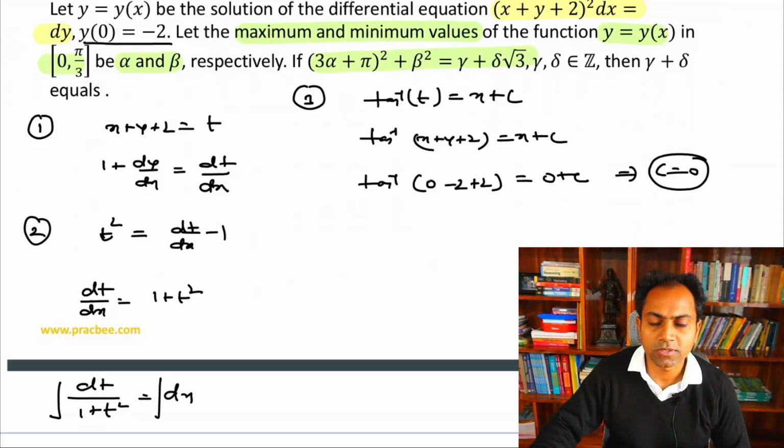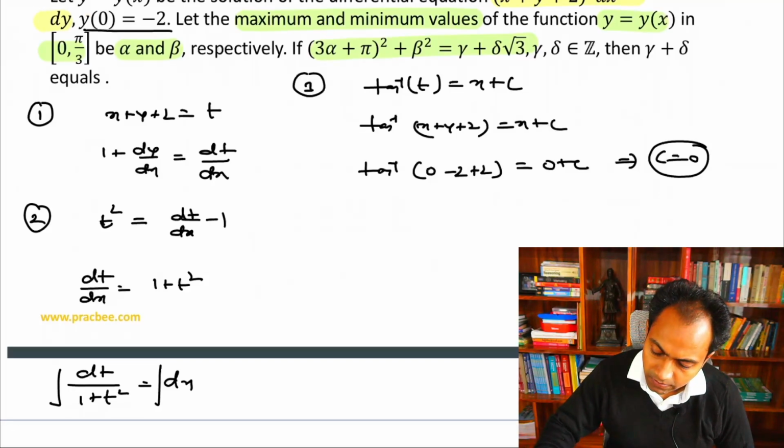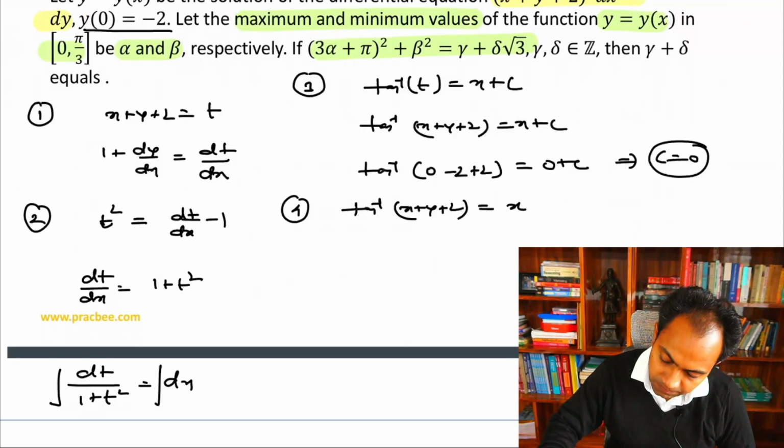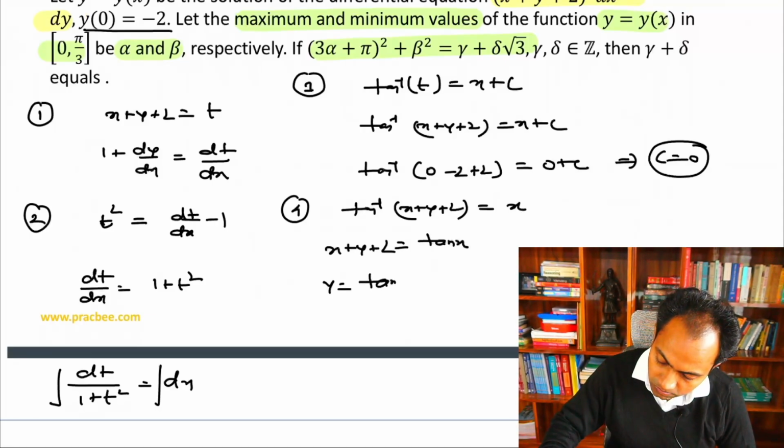So now the solution is complete. We have got the value of the function. In the fourth step, let us write it. So tan inverse of x plus y plus 2 is equal to x. You can see that x plus y plus 2 is equal to tan x, and y is equal to tan x minus x minus 2.